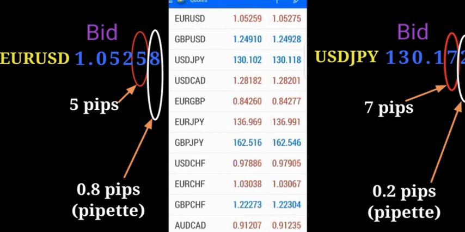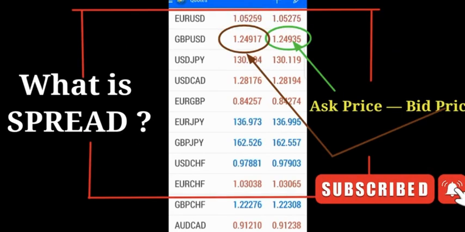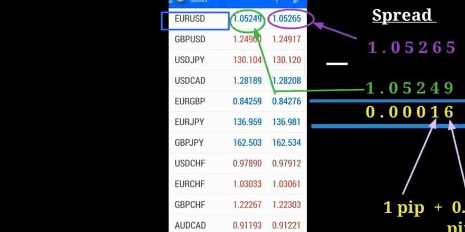The next thing you're going to do is to know what your spread is. Your spread is simply the difference between the ask and the bid, and the spread is very important because it is the cost of your transaction. So you must always ensure that your spreads are not high. In this EUR/USD, the spread is 1.6.